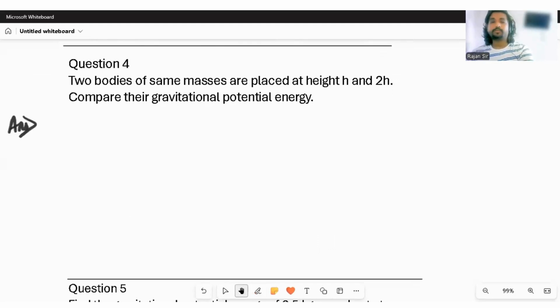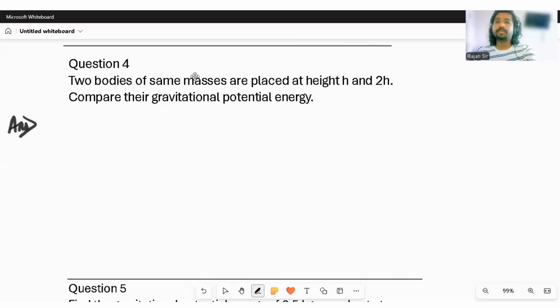Question 4. Two bodies of same masses are placed at height h and 2h. Compare the gravitational potential energy. Now, many students get confused over here. We are not exactly subtracting the gravitational potential energy. Comparing means we're dividing it, unless they ask you to increase or decrease, then you subtract. And if they say to compare, you divide.